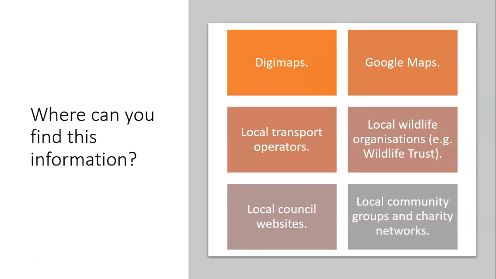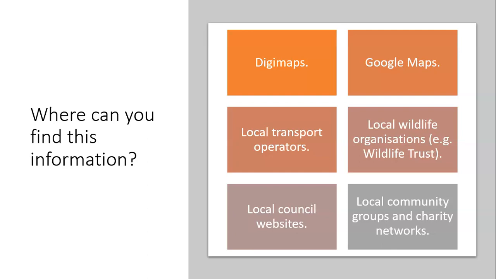Google Maps provides an excellent range of information about local services, for example, and transport networks. You can also look up the local transport operators, things like bus operators and tram and train. You could contact local wildlife organisations and look on their websites, things like the Wildlife Trust. They'll have information about the local ecology and projects working in the local area that will suggest maybe where that local ecology needs to be enhanced or protected.